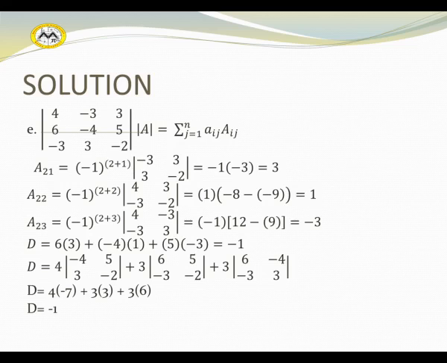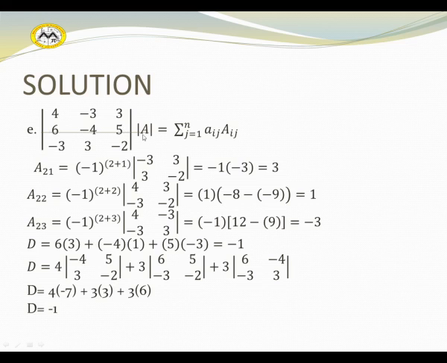On our next example, we have to evaluate the determinant using the cofactor expansion. As an introductory example, we have a 3 by 3 matrix. Applying the cofactor expansion, we have to consider a certain row or a certain column to be deleted. In this example, I chose the second row.